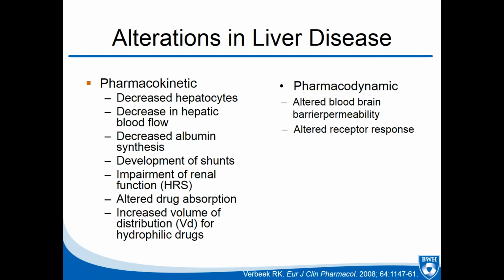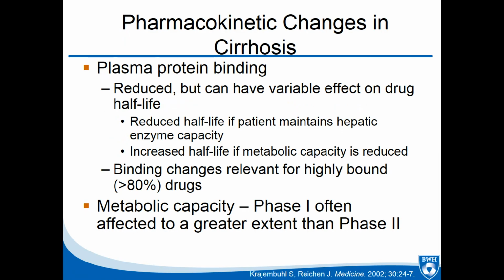So overall, let's talk about some alterations in liver disease patients, because we will see changes throughout the board. Kinetic changes: we'll see decreased hepatocytes, decreased hepatic blood flow, decreased albumin synthesis, impairment of renal function, and increased volume of distribution of hydrophilic drugs. And pharmacodynamically, it will alter our blood-brain permeability and alter the receptor response. So liver disease will change things across the board. And the same is true as we progress on to cirrhotic patients.